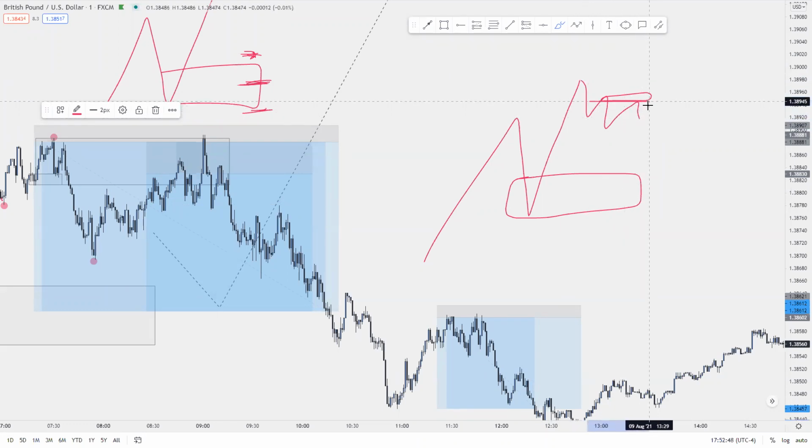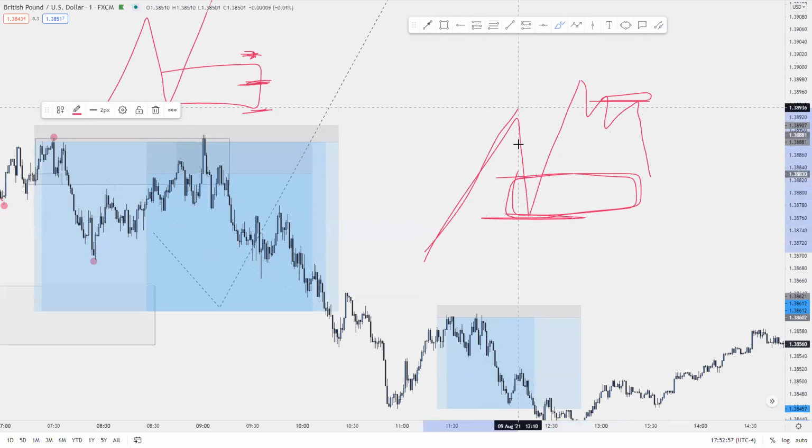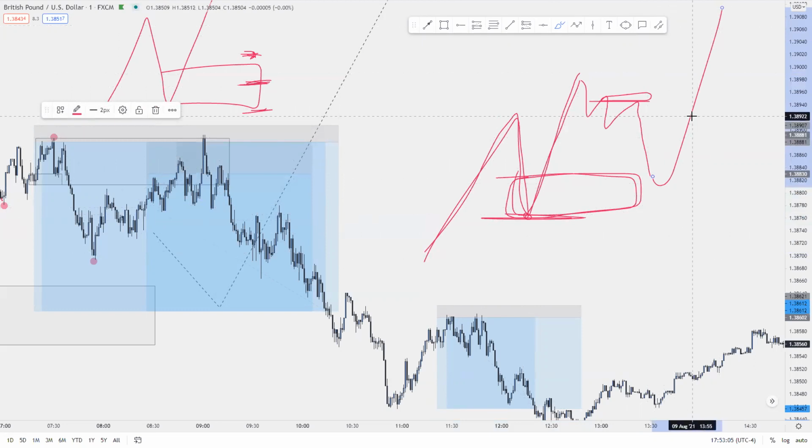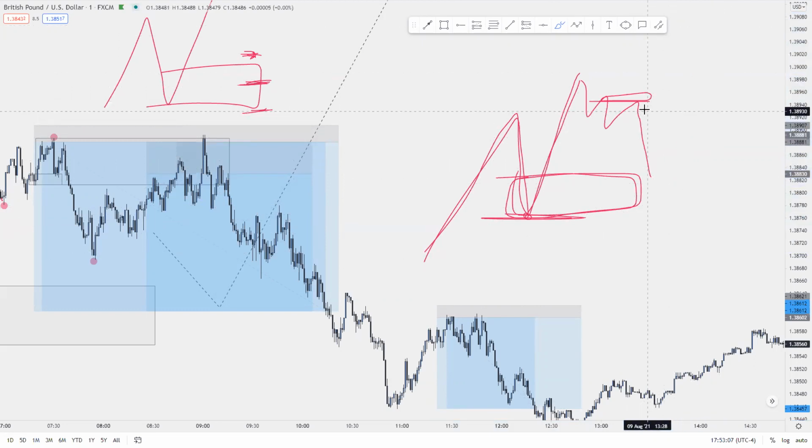So supply, if you sell it here, TP within here, don't try to take it past this because the dominant trend is up. And this is the last low that made the high. So don't try to take it below it. Just take it into it and then expect it to head back up. I hope that makes sense.